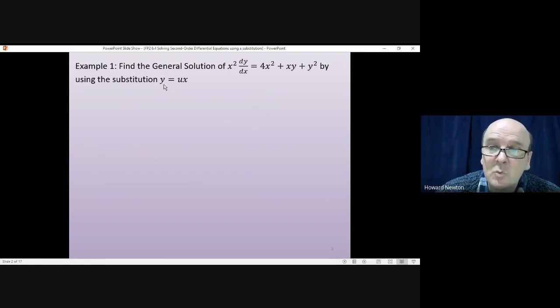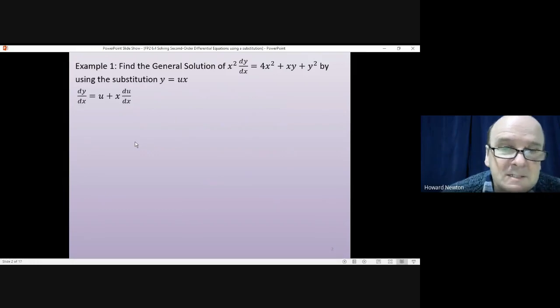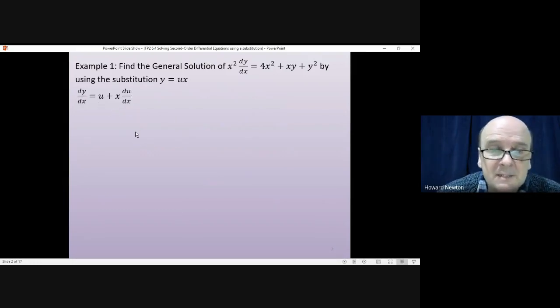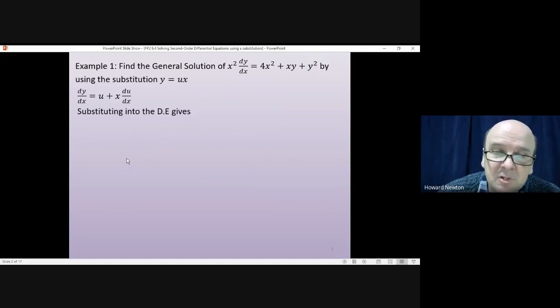We need to substitute y into the equation. We also need to substitute dy by dx into the equation, and that we'll have to calculate. So using the product rule and differentiating both sides with respect to x will give us dy by dx is equal to u plus x du by dx. Substituting this and y into the differential equation will give us this.